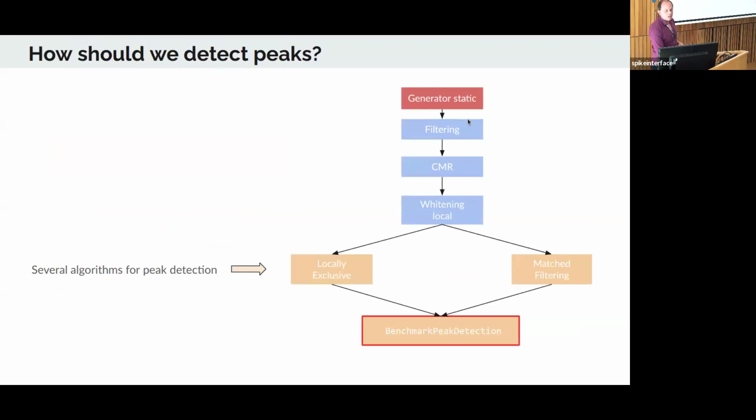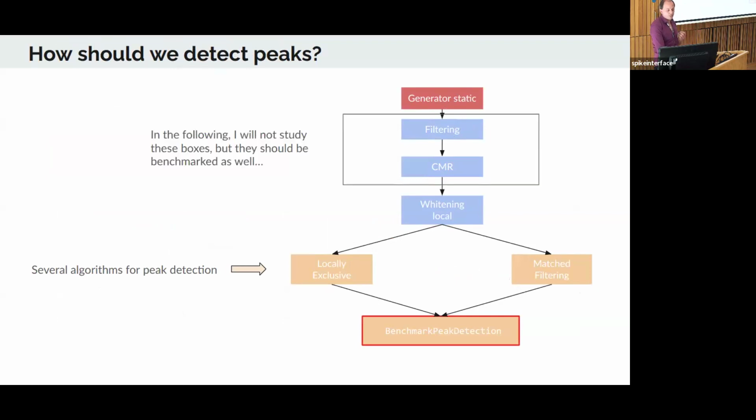So now, given our benchmark object, we can create a static recordings, filter, remove the median, whiten, and then we can test what's the best choice here that should be made. Should we detect with the locally exclusive or match filtering? What's the gain of those two steps here?